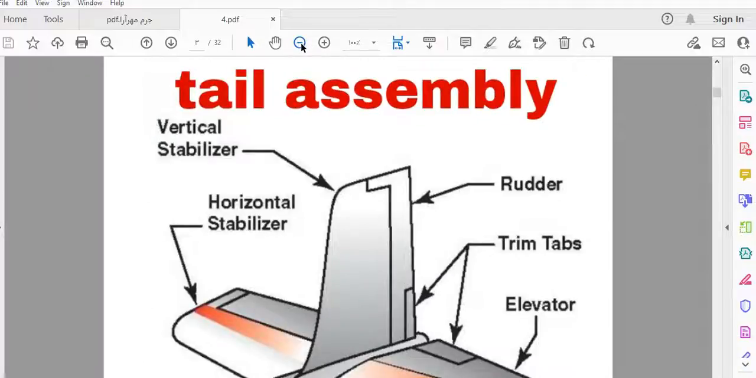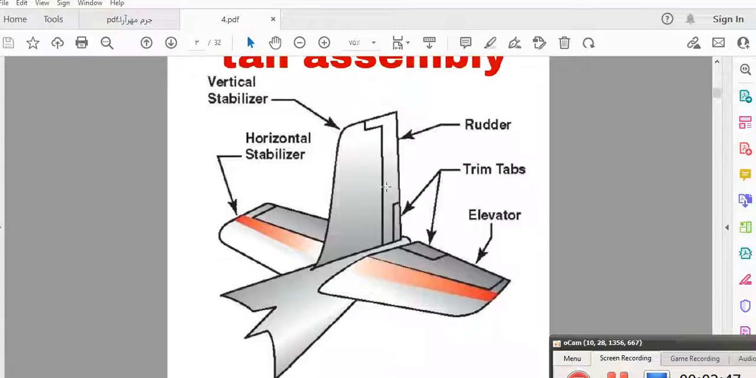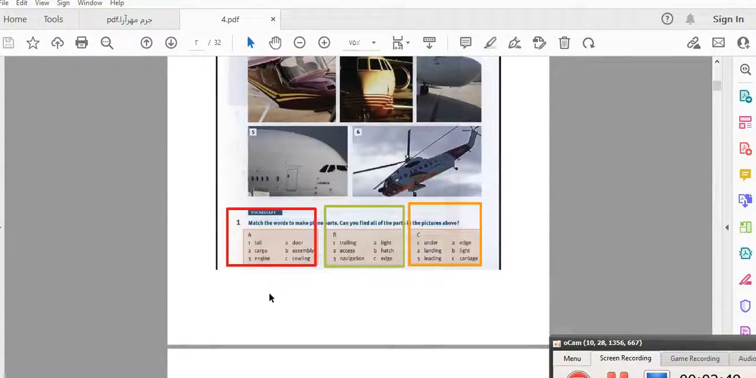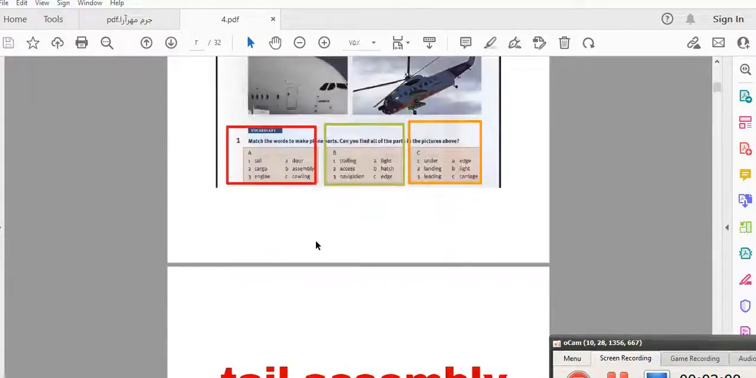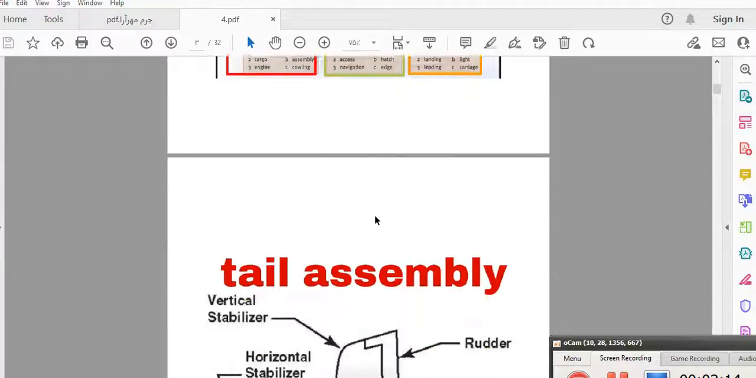Let me show you. Okay, this is tail assembly. You see the words are here. For example, tail and assembly are going to match together. Cargo door, engine cowling. You see in this way. Look, I am showing you the matched ones in the picture. You find these yourselves, and I will show you the matched version. Find them here. You should do this part actually. Take a photo and send it to me. It's really easy. Anyway, I'm going to show you the pictures.